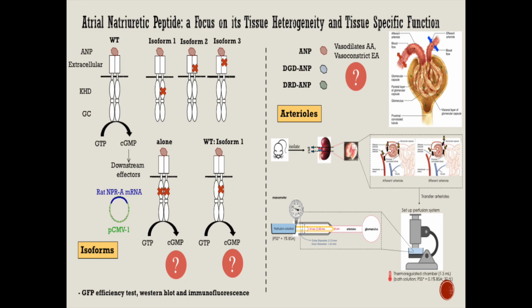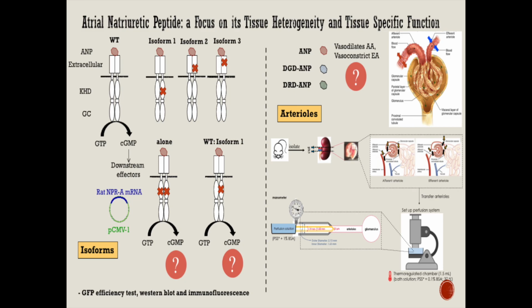I evaluated cells transfected with the splice isoform alone, or co-transfected with the full-length wild type using various ratios that reflect the ratios detected in rodents. GFP efficiency tests, Western blotting, as well as immunofluorescence were the techniques used to confirm that these receptors are expressed on the cell surface of the mammalian cell line.